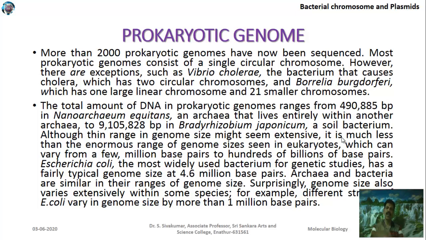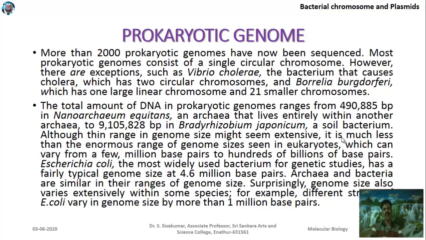So prokaryotic genome means the genome is going to be present in the cytoplasm itself. It is not going to be present inside the nucleus, like what we are used to saying in eukaryotes. So in prokaryotes, the genome is present in the cytoplasm itself. More than 2000 prokaryotic genomes have been sequenced now. And the structure of the prokaryotic genome is usually circular in nature.